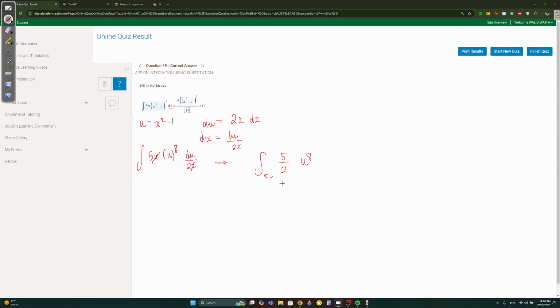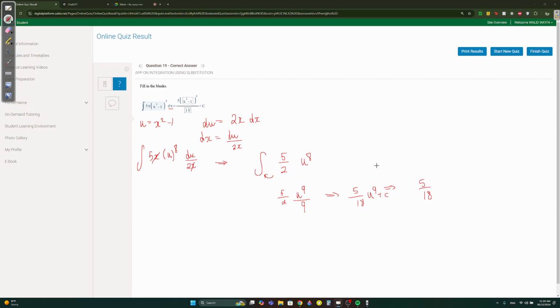Can I take this 5 over 2 out? Yes, I can. It's going to be 5 over 2 integral u to the power of 8, what is it? U to the power of 9 over 9, because I add the power and divide by its new power. So you're going to get 5 over 18 u to the power of 9 plus c.